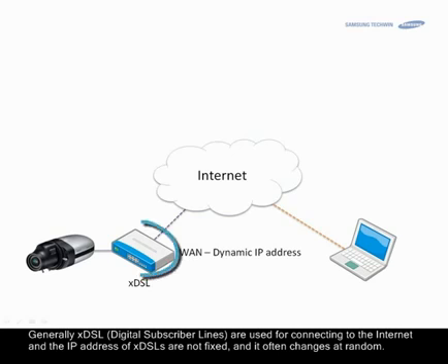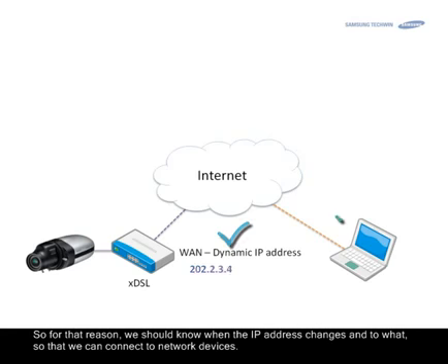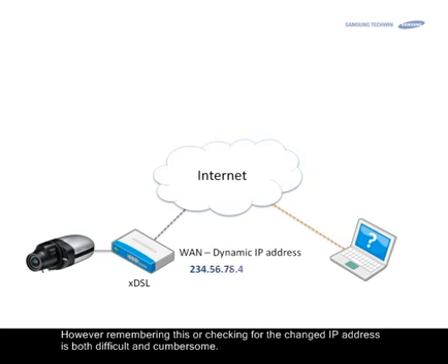Generally, DSL or digital subscriber lines are used for connecting to the Internet, and the IP address of DSLs are not fixed and are often changed or randomized. So for that reason, we should know when the IP address changes and to what, so we can connect to those network devices. However, remembering this or checking for the changed IP address is both very difficult and cumbersome.